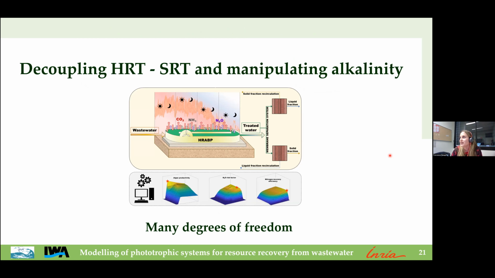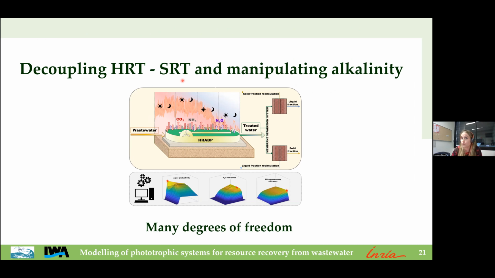Then, remaining on the topic of manipulating the alkalinity in our reactors, but also uncoupling the hydraulic retention time and solid retention time and also varying the liquid depth, we are going to see what is happening through a modeling study. So here I'm showing you the simulation results in terms of algal productivity, nitrogen recycling efficiency, recycling in the algal biomass, and the nitrous oxide risk factor for 2 different liquid depths, 22 centimeters and 6 centimeters, and with the nominal alkalinity content of the digestate we were using.